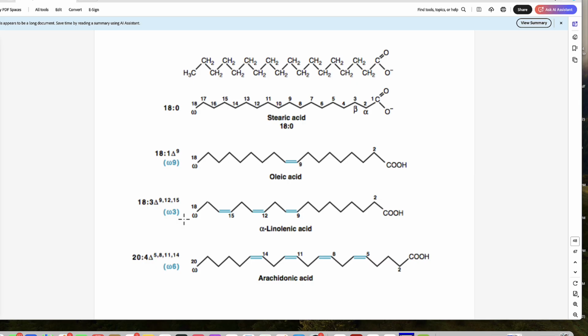In alpha linoleic acid, here's the omega, the last carbon. We're going to count till we get to the first double bond. 1, 2, 3. So it is omega 3.